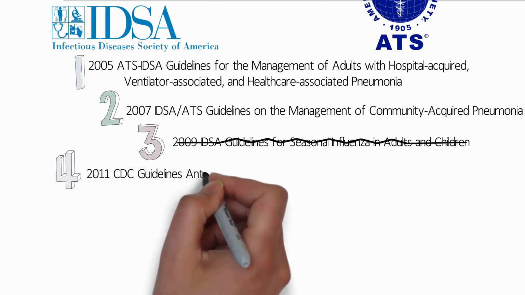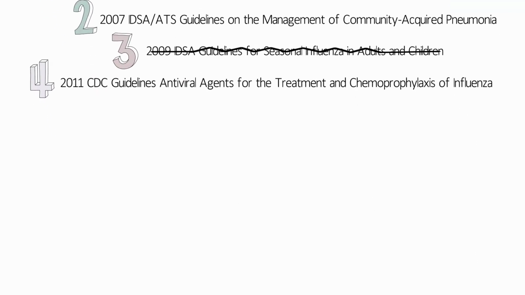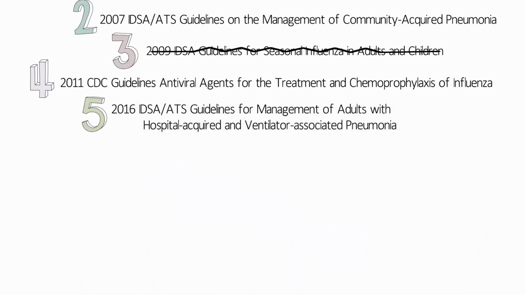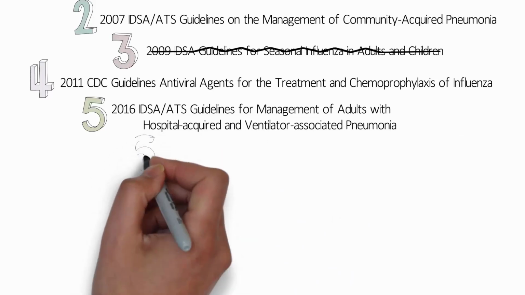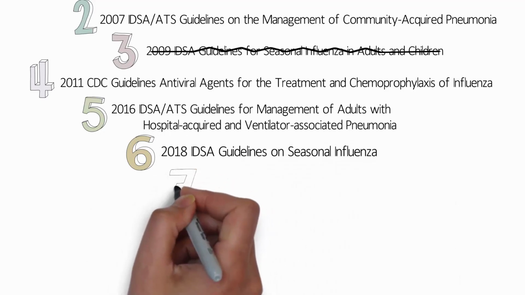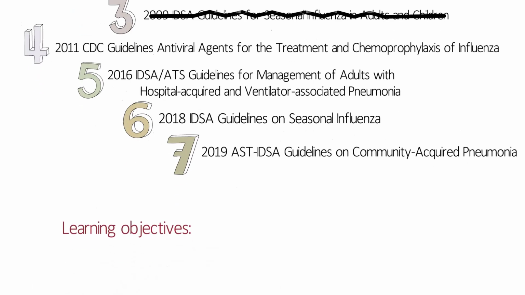Instead, we use the 2011 CDC guidelines for antiviral agents for the treatment and chemoprophylaxis of influenza. There's also the 2016 IDSA/ATS guidelines for management of adults with hospital-acquired and ventilator-associated pneumonia. There is also the 2018 IDSA guidelines on seasonal influenza that was recently published. Now, in October of 2019, after 12 long years, IDSA and ATS together developed updated guidelines for community-acquired pneumonia, which borrows some components from the 2007 guidelines. We will discuss those shortly.